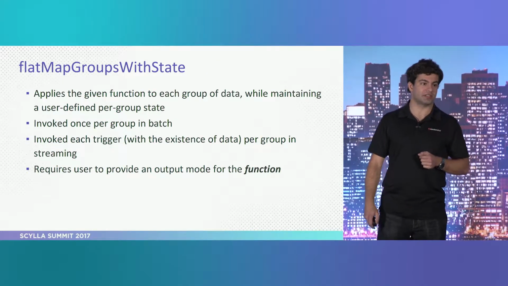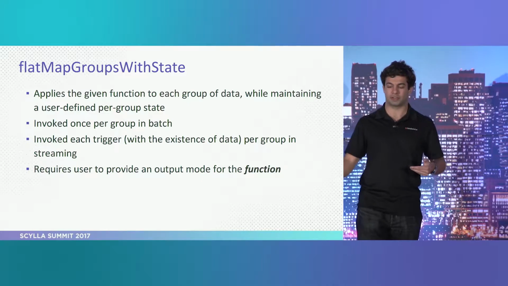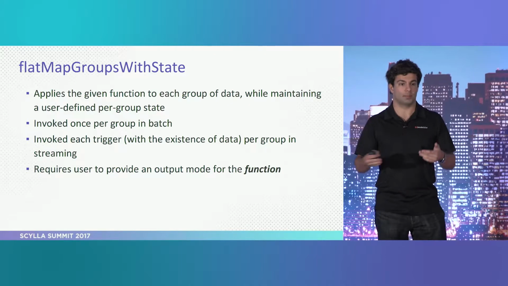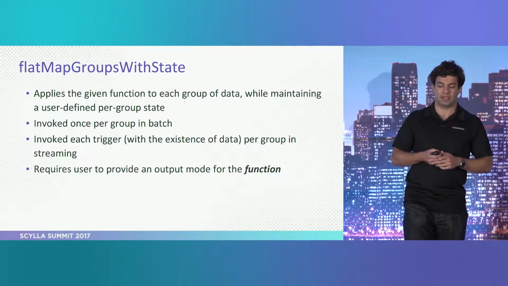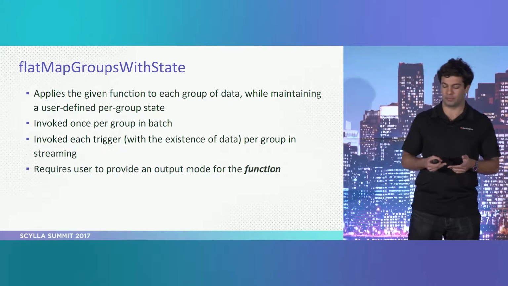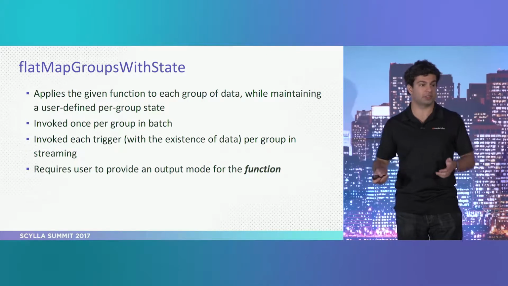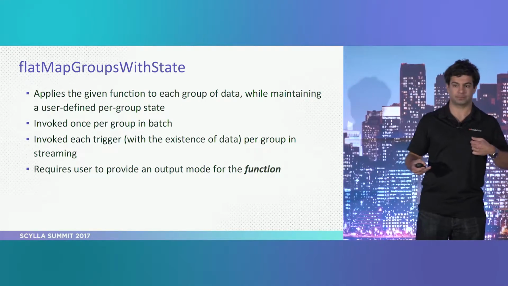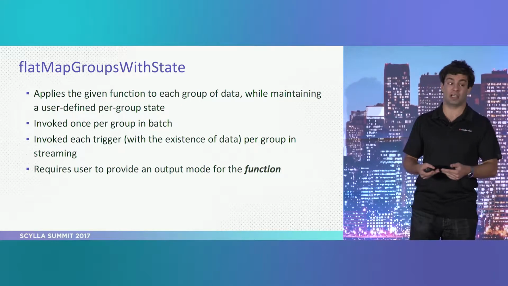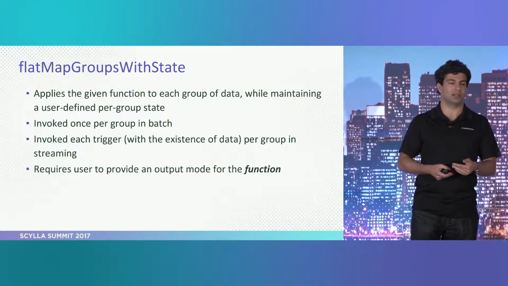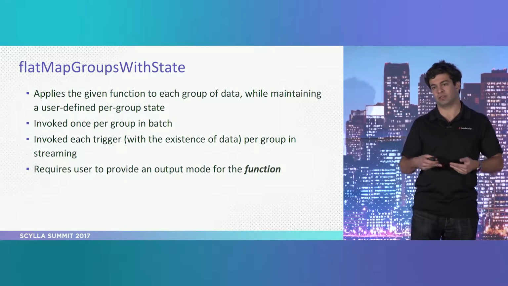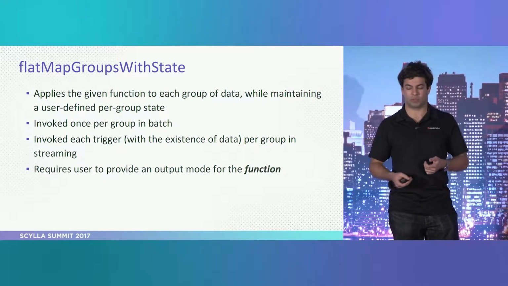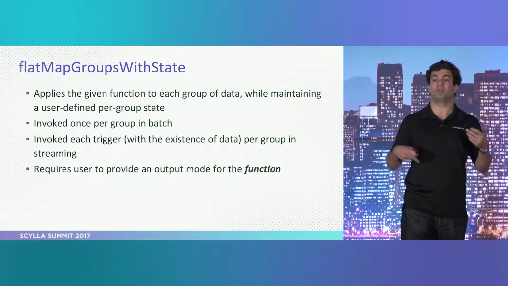So flatMapGroupsWithState is a generalization of MapGroupsWithState. It applies the given function to a group of data while maintaining a per group state. It is invoked once per group, per batch, and it's invoked each trigger with the existence of data per group in streaming. If your function has timed out, for example, then it'll still be evaluated, but your input data will be empty. And flatMapGroupsWithState requires the user to provide an output mode for the function.